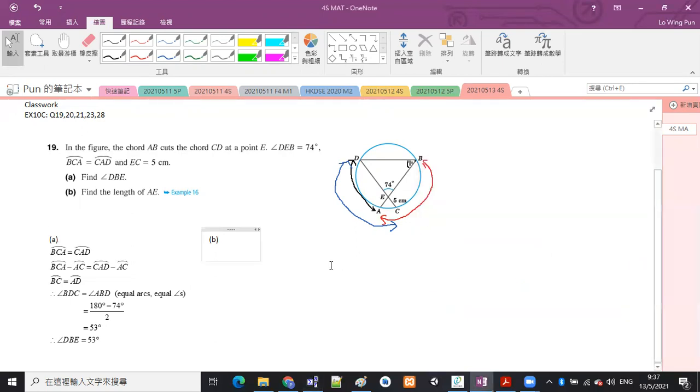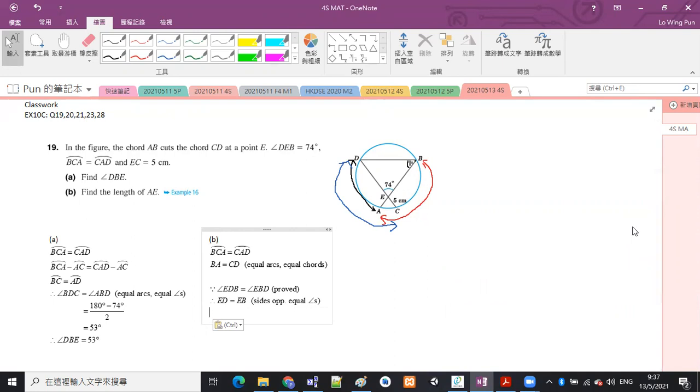So now what have I proved? Is that BA and CD are equal, and then BE and DE are equal. Then I'm going to use the subtraction again. CD take away DE should be equal to AB take away EB. So the remaining two parts will also be equal. And then you can find that AE will be equal to CE, and that is equal to 5 cm.